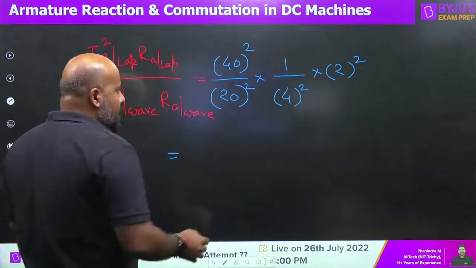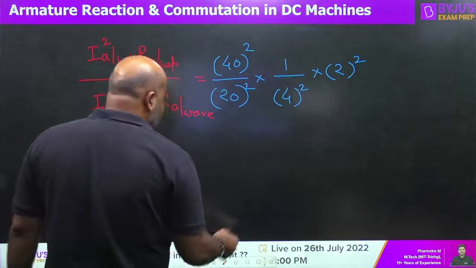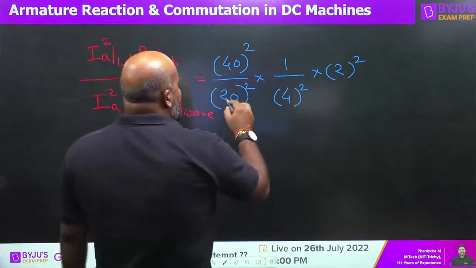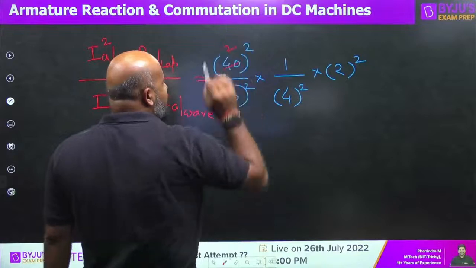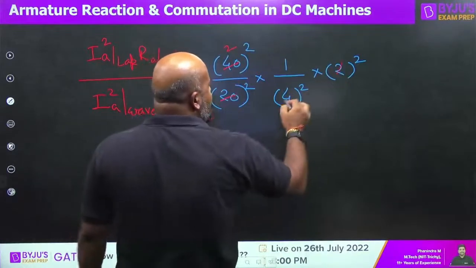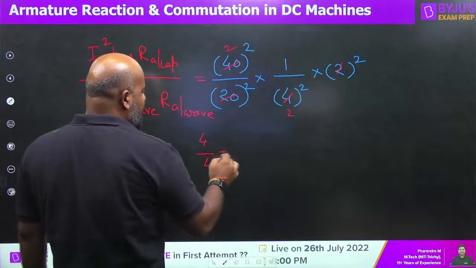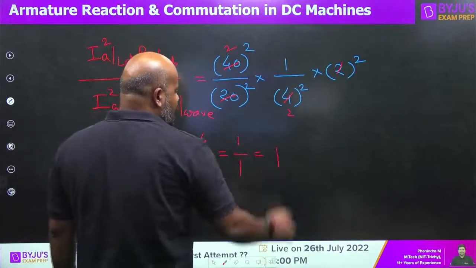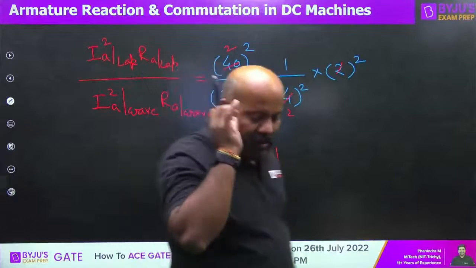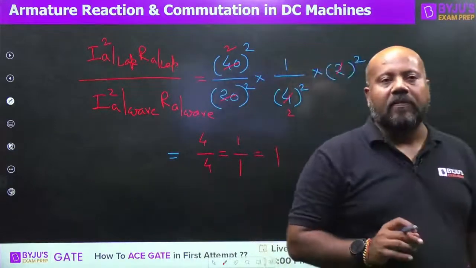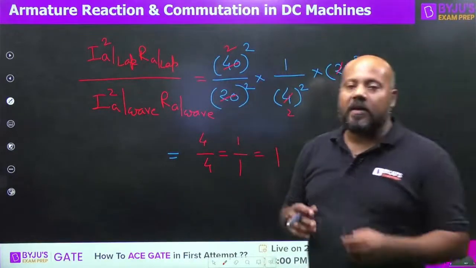Is it clear for everybody? Just try to solve this. If you see, it is going to be 2, okay, and this is going to be 2. So I think it is going to be 4 upon 4, that is 1 upon 1, 1. So the ratio of armature copper losses for the lap winding and wave wound machine is going to be the same.